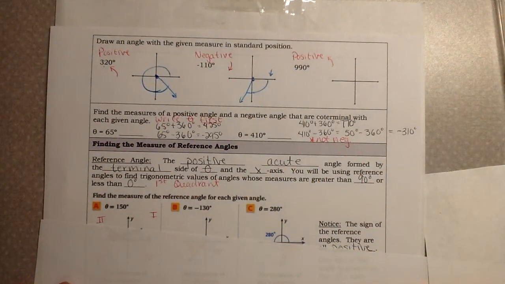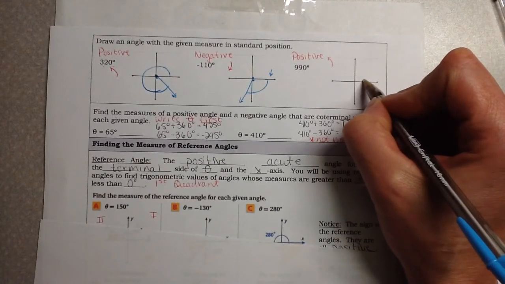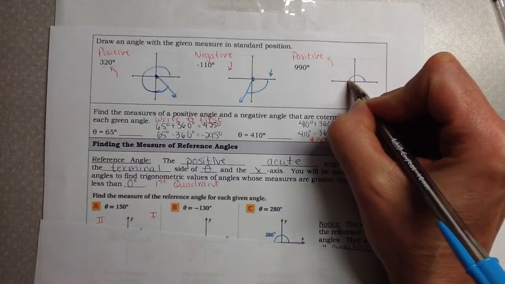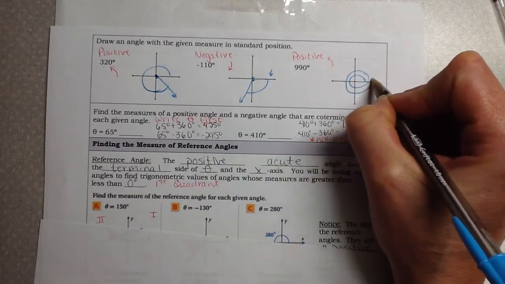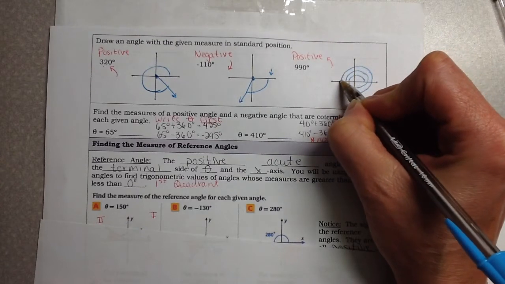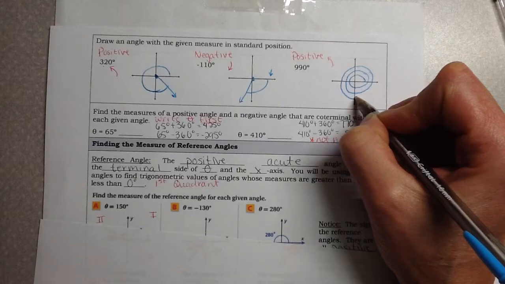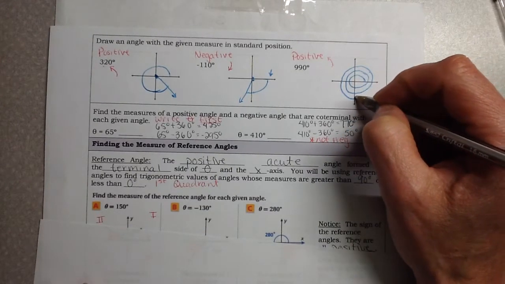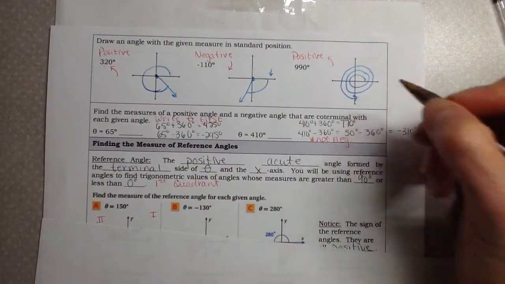Okay, now this one is positive 990. So we're going to start on the positive x-axis, and we're going to go around once for 360, twice for 720, and then when we add 180, that's going to get us to 900. And then we'll go 90 more degrees, and that is going to give us 990 degrees. I'm just going to put a little arrow here.